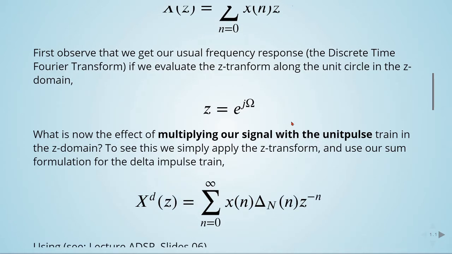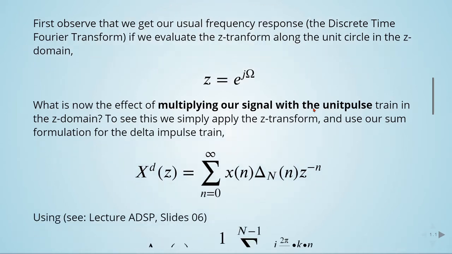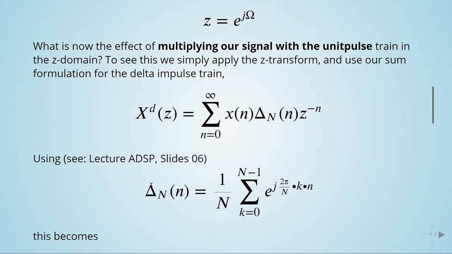To see this, we simply apply the Z transform and use our sum formulation for the delta impulse train that is given here. Using delta capital N of n is equal to 1 divided by N, and this summation here. And you can see more details about this at our lecture on advanced digital signal processing on lesson 6.